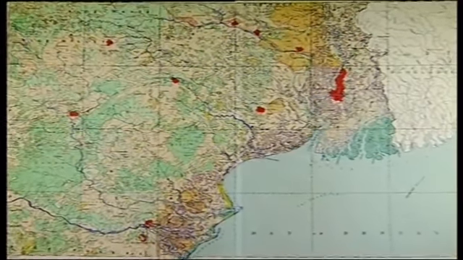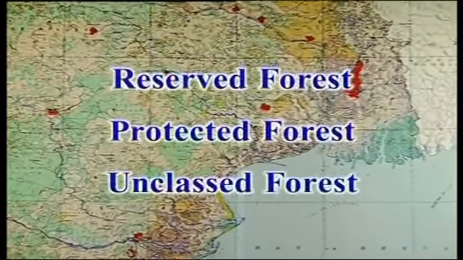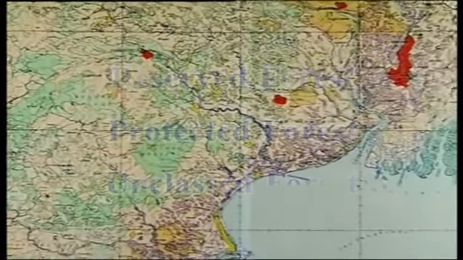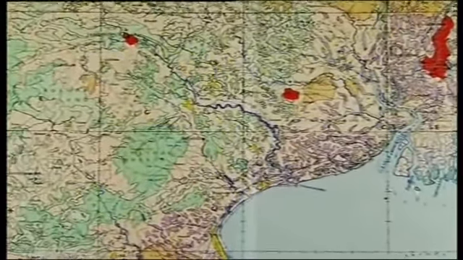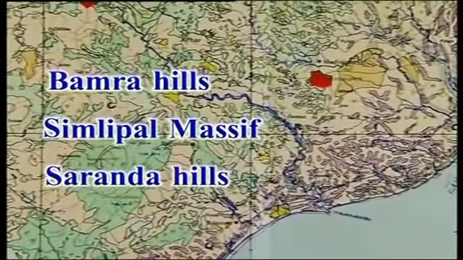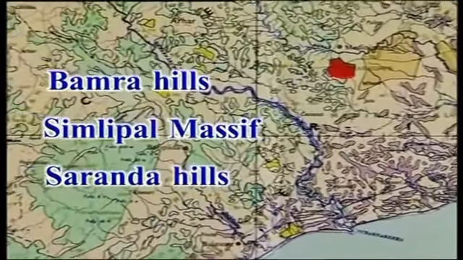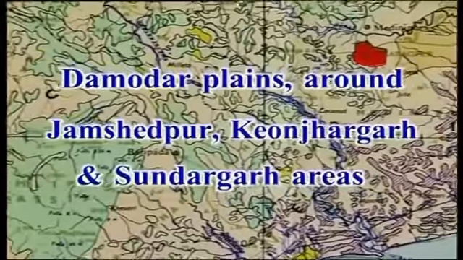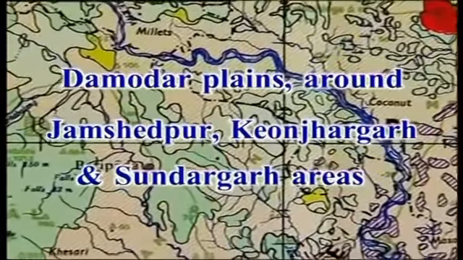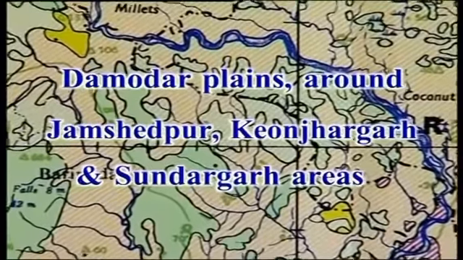The forest areas of this region include reserved, protected and unclassed forests. The reserved forests are seen around Bamra Hills, Simlipal Massif and also in Saranda Hills. Unclassed forests are seen around Damodar Plains, around Jamshedpur, Kionjar and Sundargarh areas.